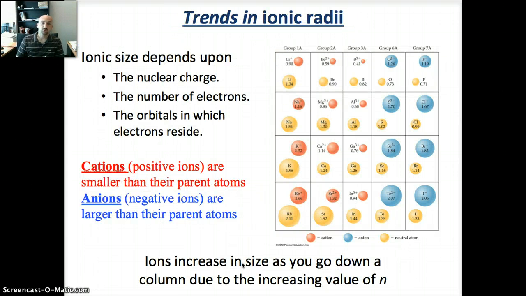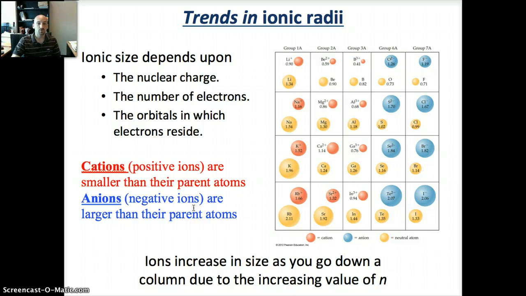Now we can turn to ions and look at trends in ionic radii. Ionic size really depends on three things: the nuclear charge, the number of electrons, and the orbitals in which the electrons reside. We can talk about trends based on the two types of ions. We have cations and we have anions. Cations are the positive ions, anions are the negative ions.